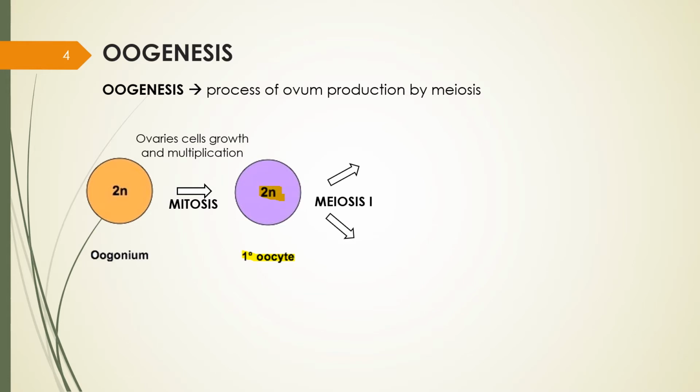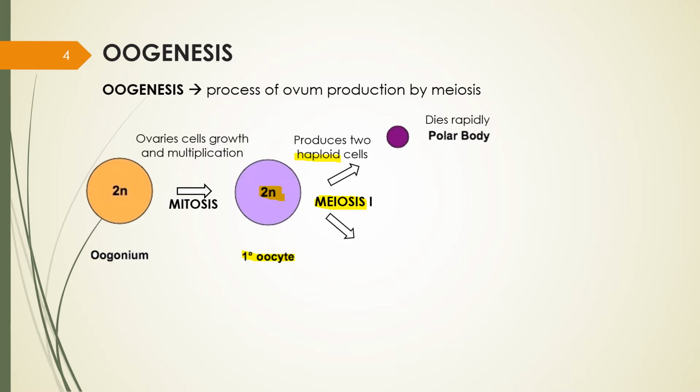After that, when the woman reaches puberty, it happens, okay, not before, just when she is ready. The first meiosis happens. What happens in the first meiosis? Remember, meiosis produces haploid cells. But here it is a little bit different because it produces 2 cells, but they are different, okay?